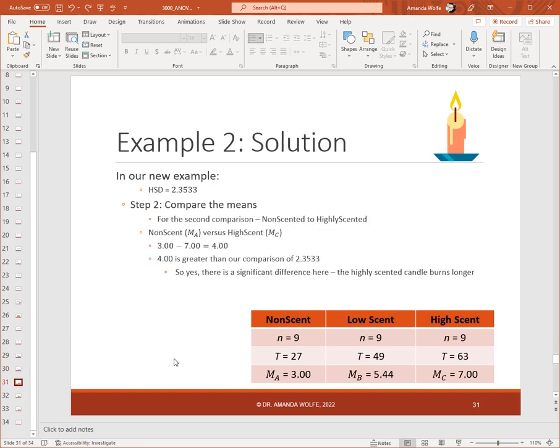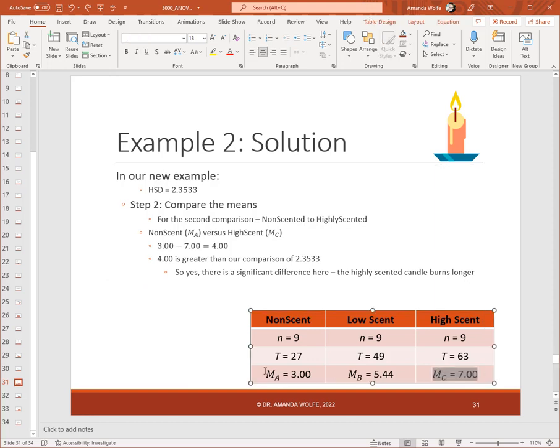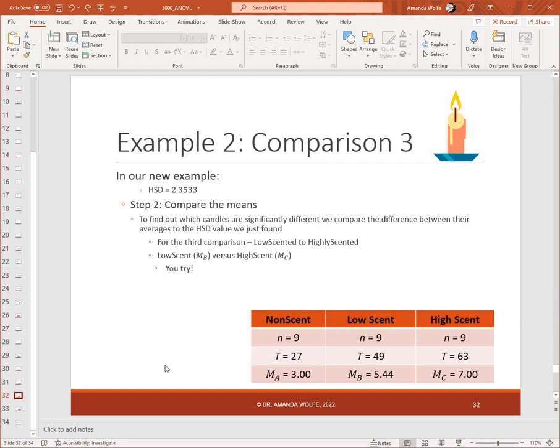Here we go. So 7 minus 3 is 4. 4, of course, is greater than our Tukey's post hoc value. So yes, there is a significant difference here. Again, the scented candles burn longer than the non-scented candles. And again, 7 is greater than 3, but it is significantly greater than 3. We only have one more comparison to do, and that's the low scent to the high scent. So go ahead and try that one now. Again, pause.